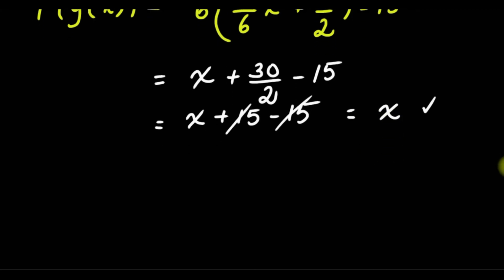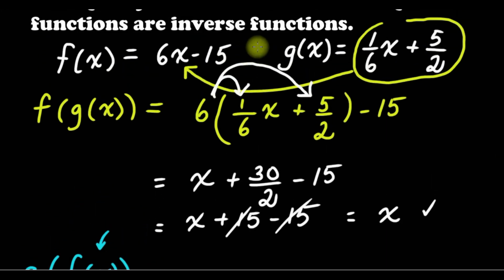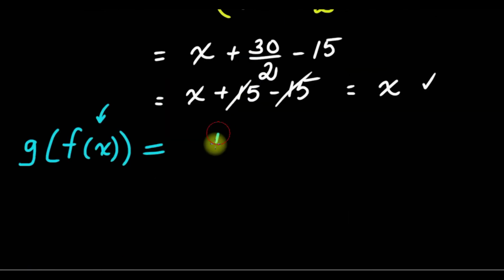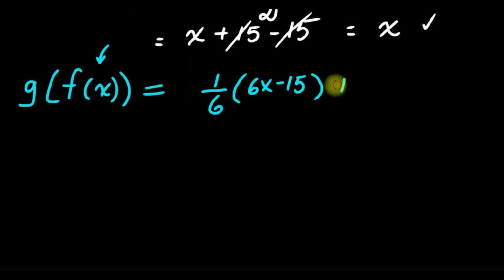Then you have to do the other composition, which is the g of f of x. So with this one, f of x is the inside function. So f of x is the input. Okay, so you're going to take f of x, which is the 6x minus 15. Take that and you're going to plug it into the x of the g of x. So you're going to have 1 over 6 times f of x, which is 6x minus 15. And then plus 5 over 2.